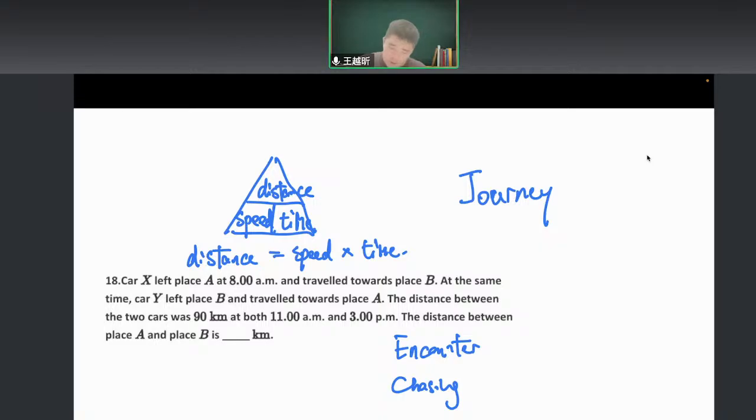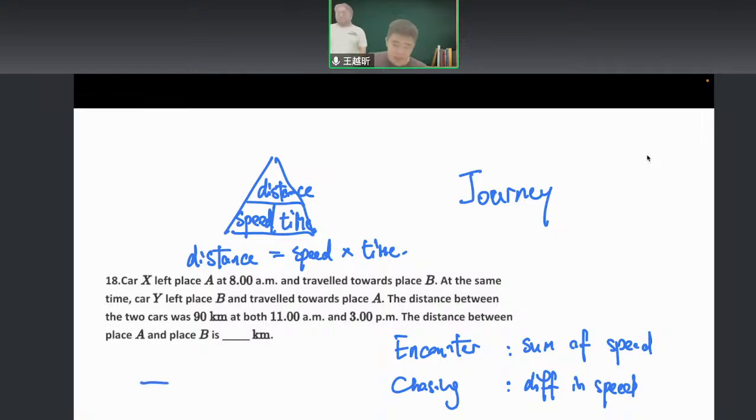Alright, so when you do the encoding, we care about the sum of speed. And in the chasing, we care about the difference in speed. Okay, so in this question, we are dealing with two cars A, B traveling in opposite directions. So this is encoding. You can try to find the sum of speed and solve the problem. Alright, so I'll move on to the next question.